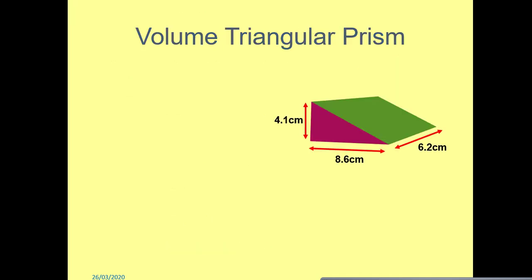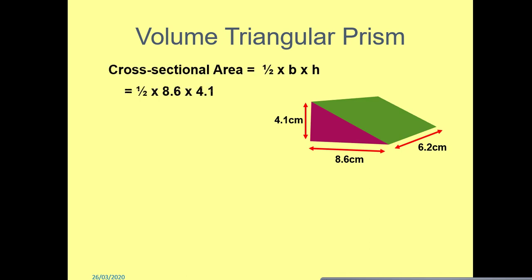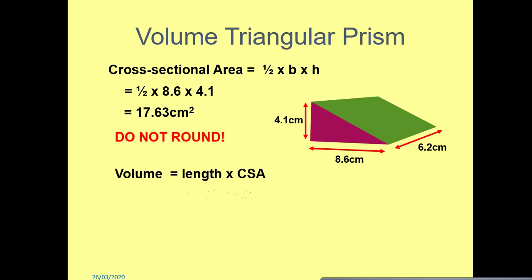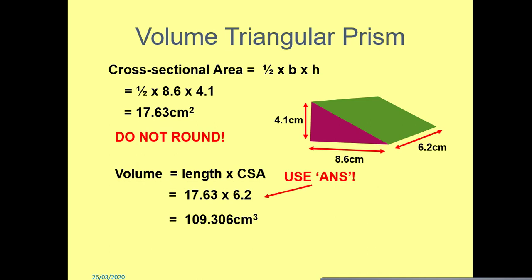Right, next one. This one definitely won't work if you times it all together. So again, cross section times depth. This is a triangle, so you can't get away with 4.1 times 8.6. You have to divide it by 2. So 4.186 is my cross section. Times it by my depth, which is 6.2, which is 109.306 centimetres cubed.